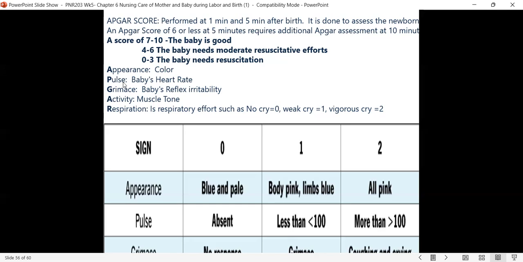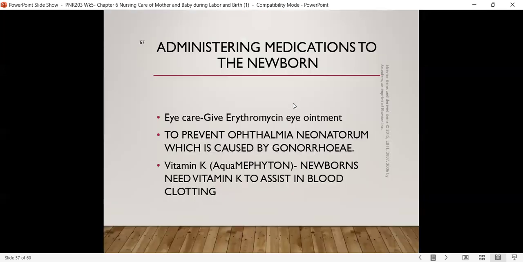So this is another way of looking at it. And so they use the word APGAR to kind of stir your memory here. And so A means appearance or the color. The P is for the pulse or the baby's heart rate. The G is for grimace, his reflex irritability. A is for activity, muscle tone, and R is for respirations.